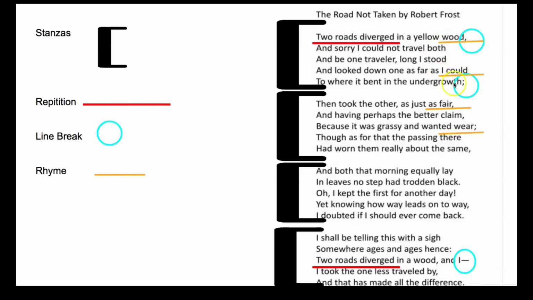And the next thing that I want to point out to you guys is rhyme. We have would and could, fair and where. And this is there so that when you read it, it has a rhythm. 2 roads diverged in a yellow wood, and I'm sorry I could not travel both. Beyond one traveler long I stood, and I looked down one as far as I could, to where it bent in the undergrowth. So this kind of gives you some sort of rhythm for your poem.